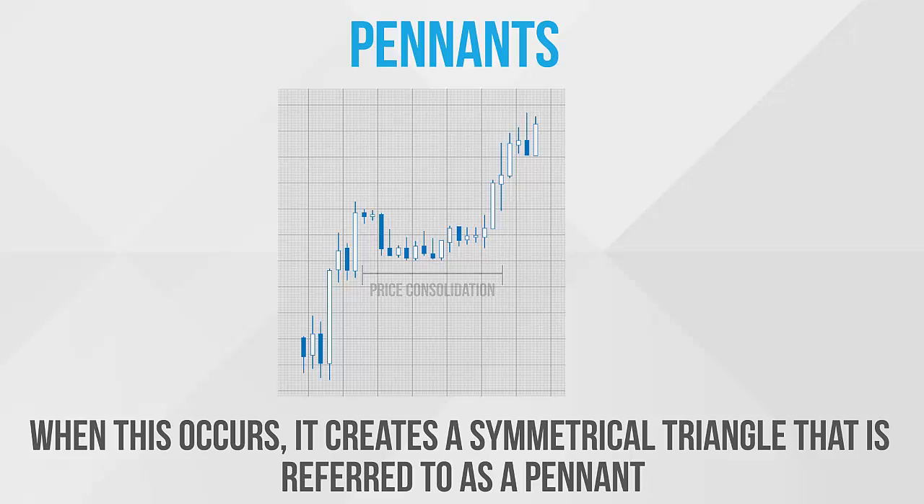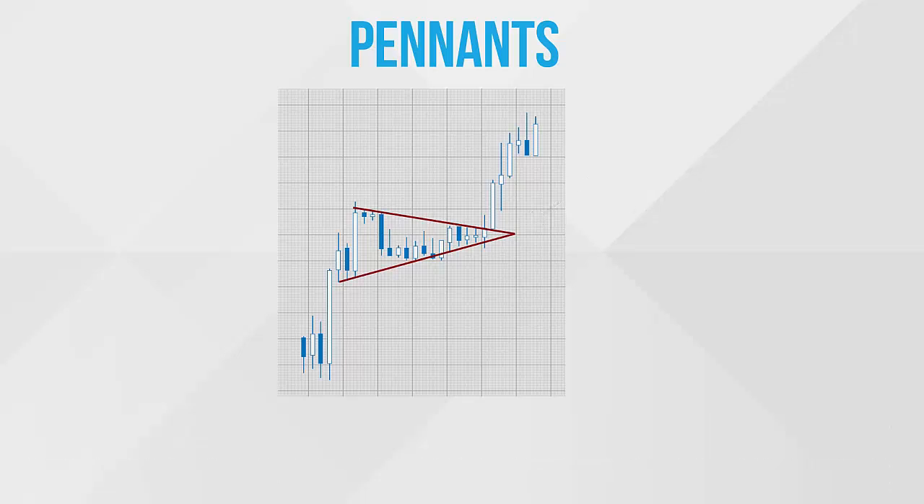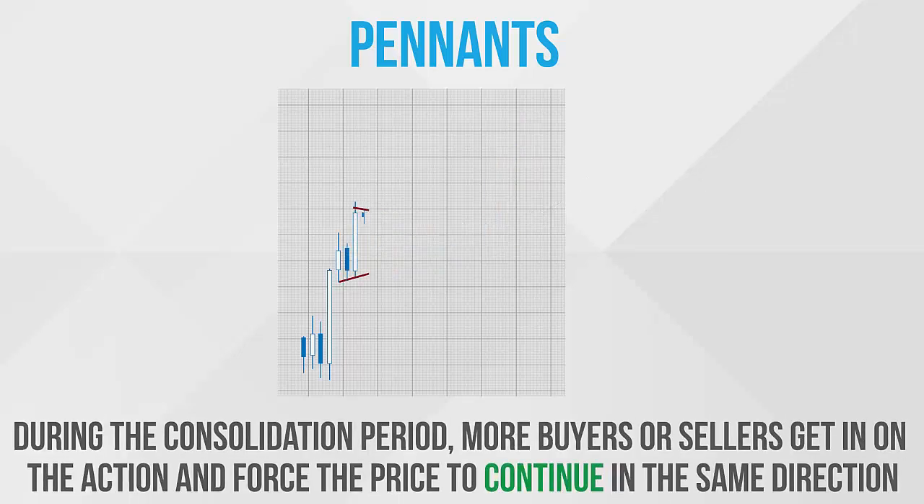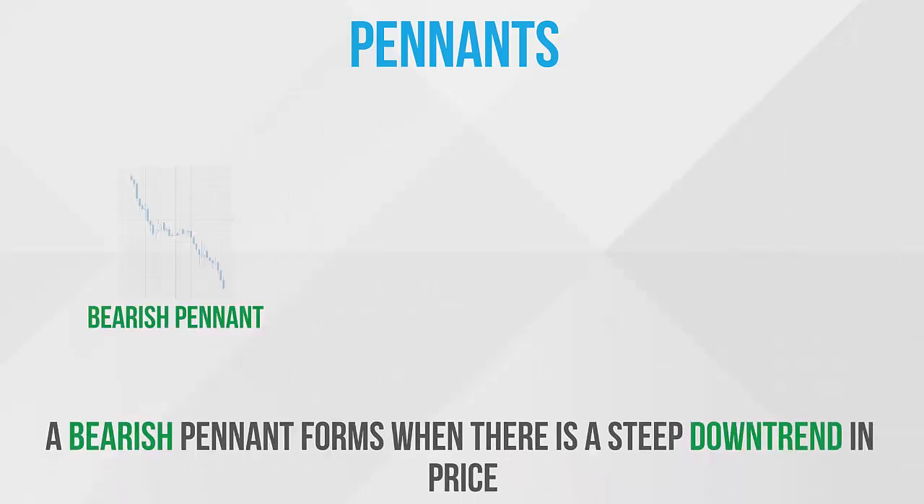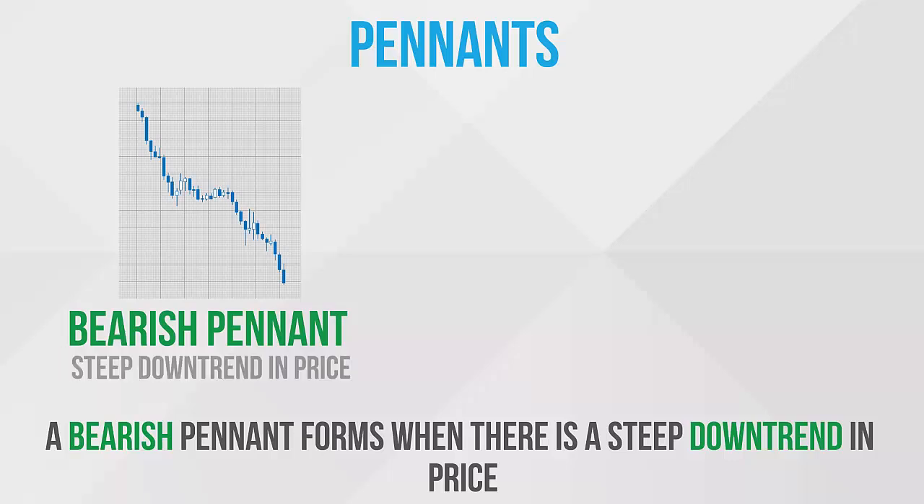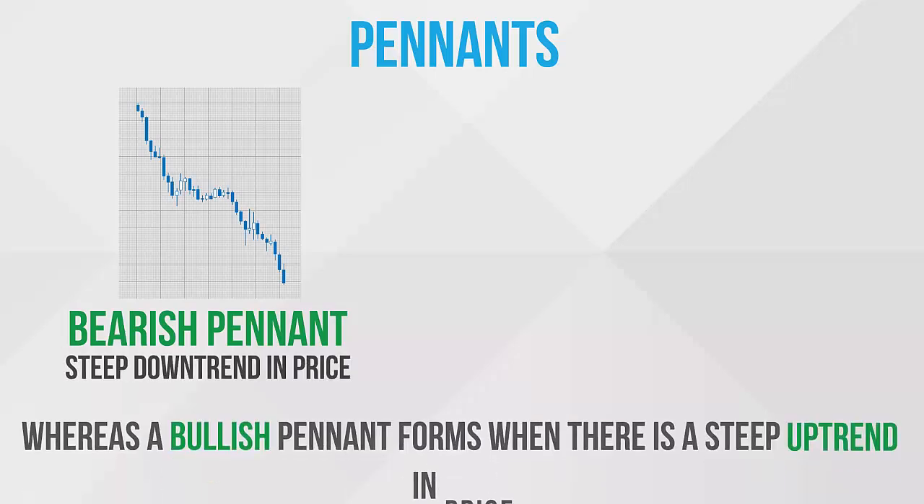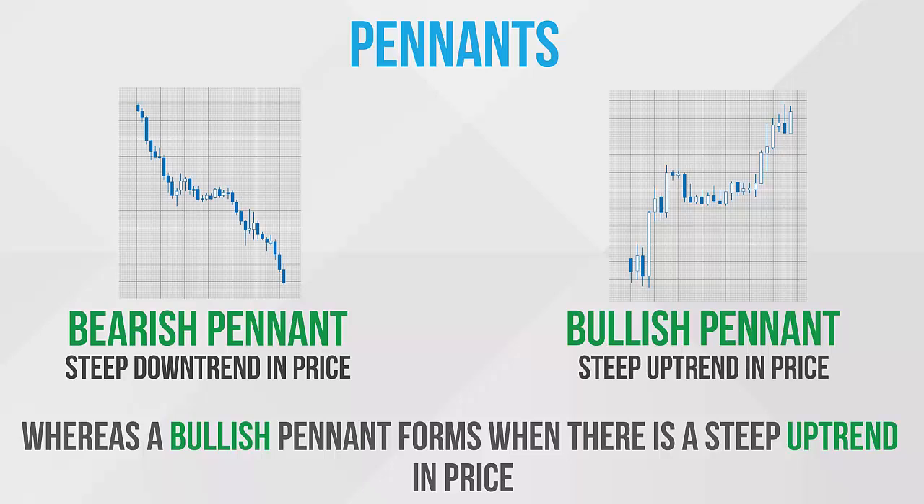When this occurs, it creates a symmetrical triangle that is referred to as a pennant. During the consolidation period, more buyers or sellers, depending on the direction, get in on the action and force the price to continue in the same direction. A bearish pennant forms when there is a steep downtrend in price, whereas a bullish pennant forms when there is a steep uptrend in price.